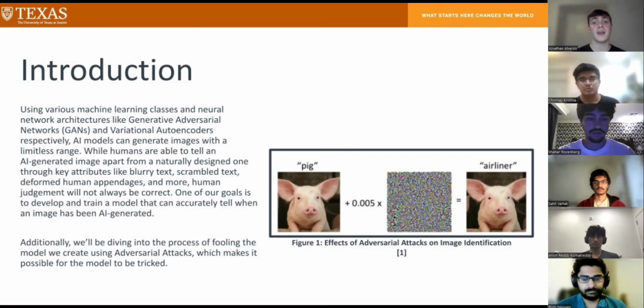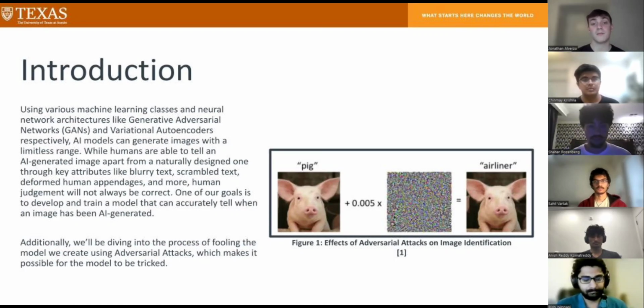However, to the human eye, it may be difficult to spot when an image is created by an AI model. There are some key attributes one can look for in order to tell if an image was created by an AI model, such as blurry text, scrambled text, or weird-looking fingers or appendages on humans, and more. However, human judgment is not always correct. And so one of our goals is to develop and train a model that can accurately tell when an image has been AI generated.